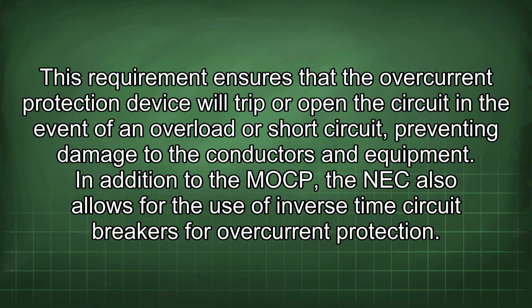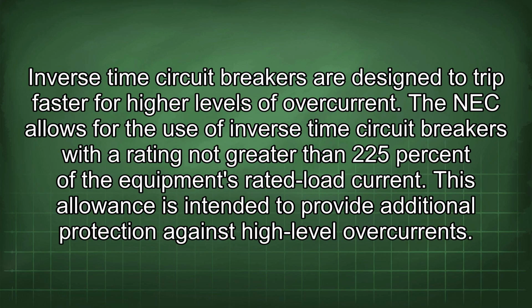In addition to the MOP, the NEC also allows for the use of inverse time circuit breakers for overcurrent protection. Inverse time circuit breakers are designed to trip faster for higher levels of overcurrent. The NEC allows for the use of inverse time circuit breakers with a rating not greater than 225% of the equipment's rated load current. This allowance is intended to provide additional protection against high-level overcurrents.